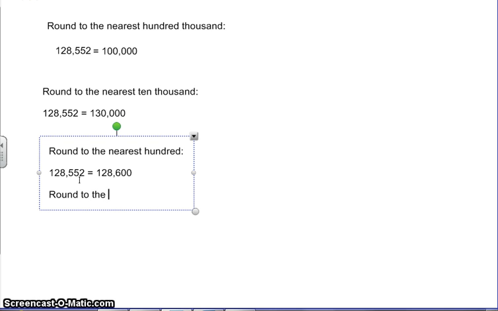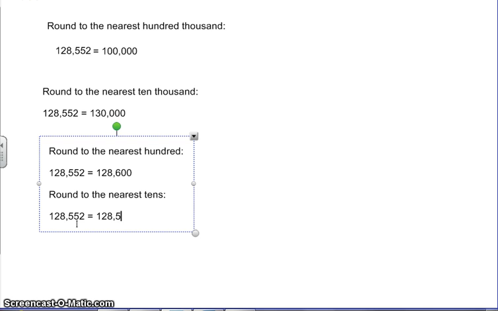Let's now round to the nearest tens. To round to the nearest tens, I'm going to look at the digit that's in the 10s place, which is a 5. Everything in front of that number stays the same. So I can even go ahead and write down 1, 2, 8, 5. So I have my hundreds, my thousands, my 10,000s, my 100,000s written down. I'm just looking at my tens place. I have a 5, so I have a 52. Is 52 going to be closer to 50 or 60? My answer is 50.